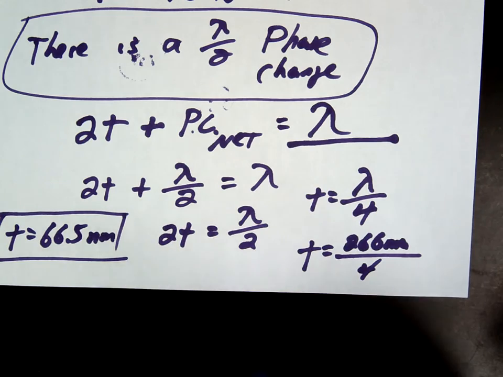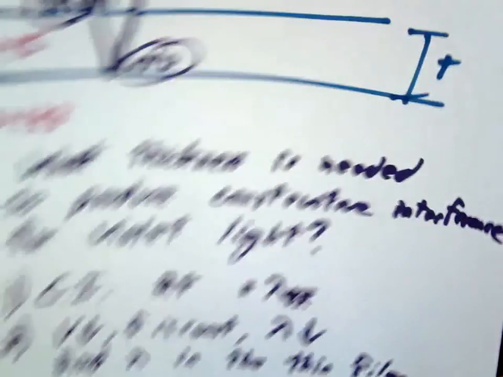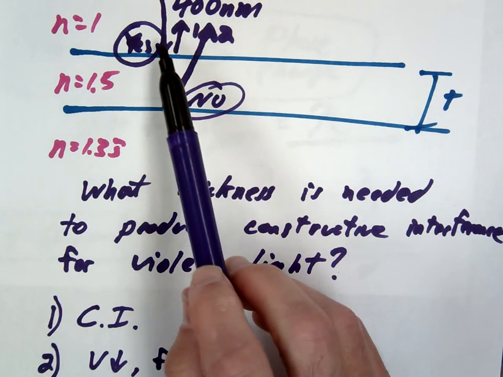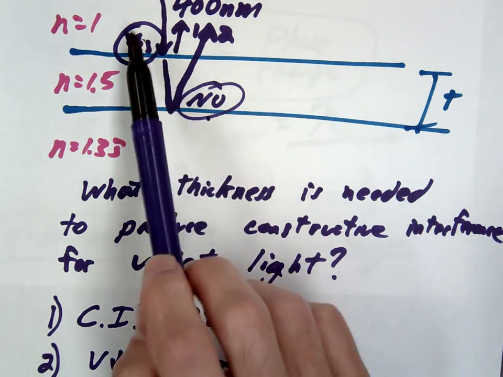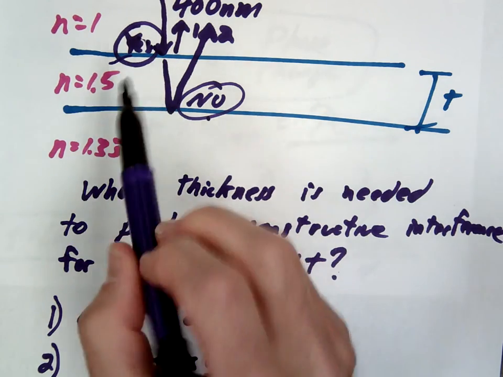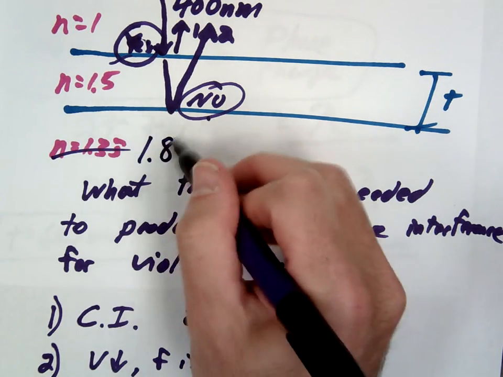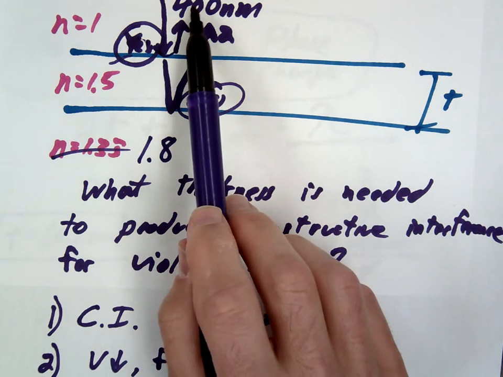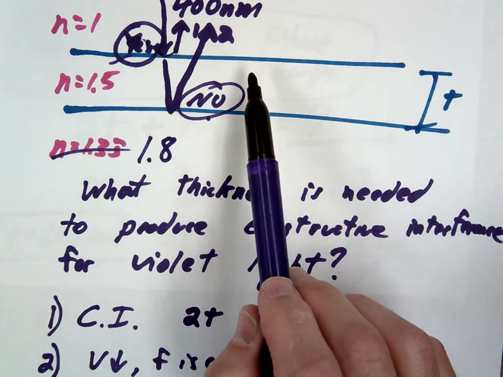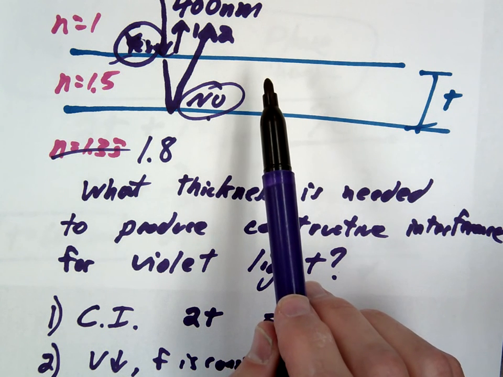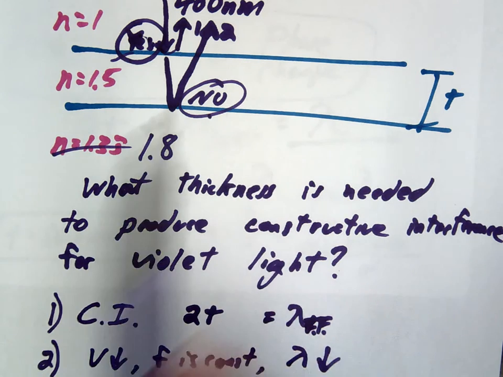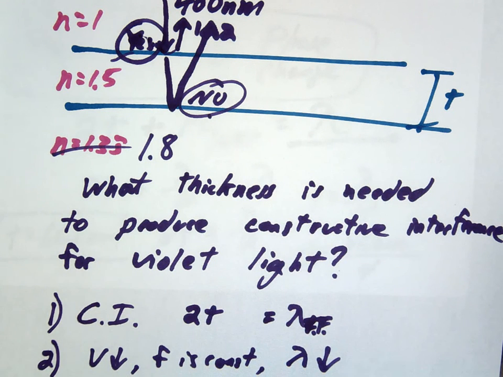Okay, just a real quick question for other problems. What would happen if there was a phase change on both? So this phase changed, let's say this went 1.5, and this went to 1.8. So there's a phase change here, there's a phase change here. What's the net phase change? The net phase change would be 0. Yeah. Or you could say a wavelength. That's fine. 1 wavelength would be fine also.